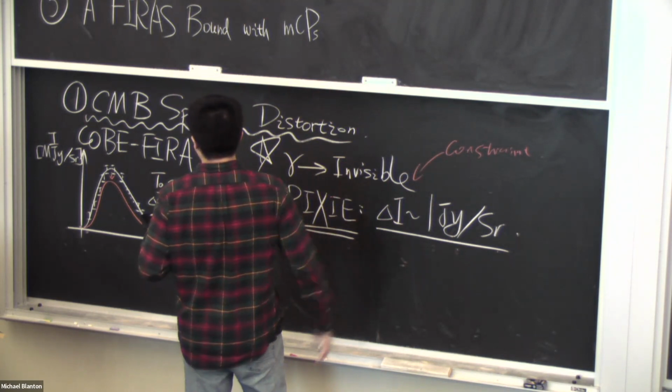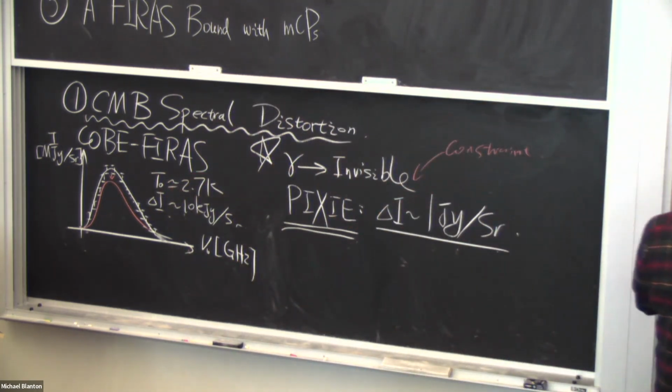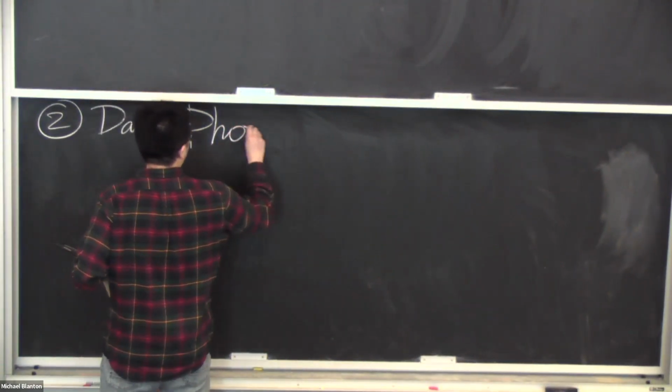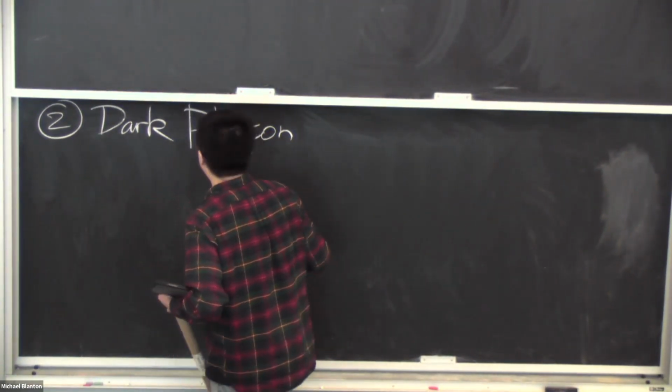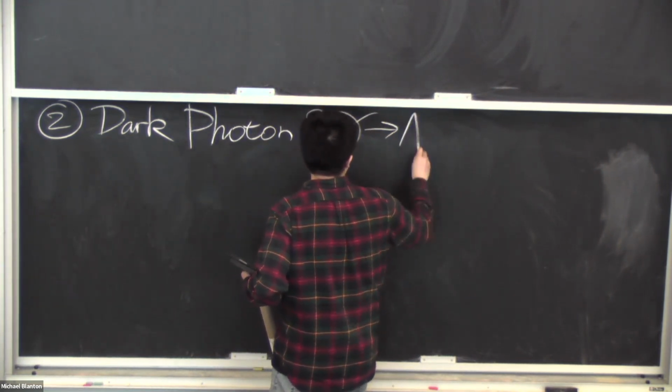You can use the other boards if you want. Okay, sure. Yeah, and the second part is about the dark photon, and the physics process we rely on, which is the photon to dark photon oscillation.